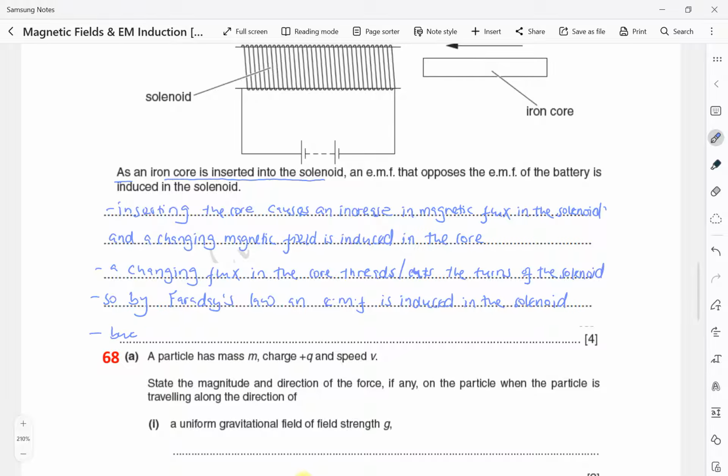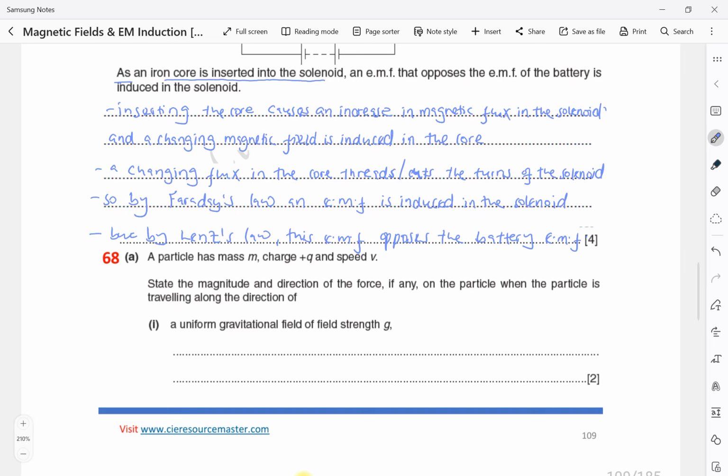but by Lenz's law, this e.m.f is such as to cause effects that oppose the change producing it. In other words, this e.m.f opposes the battery e.m.f. As simple as that. It's quite abstract, but that's the truth.